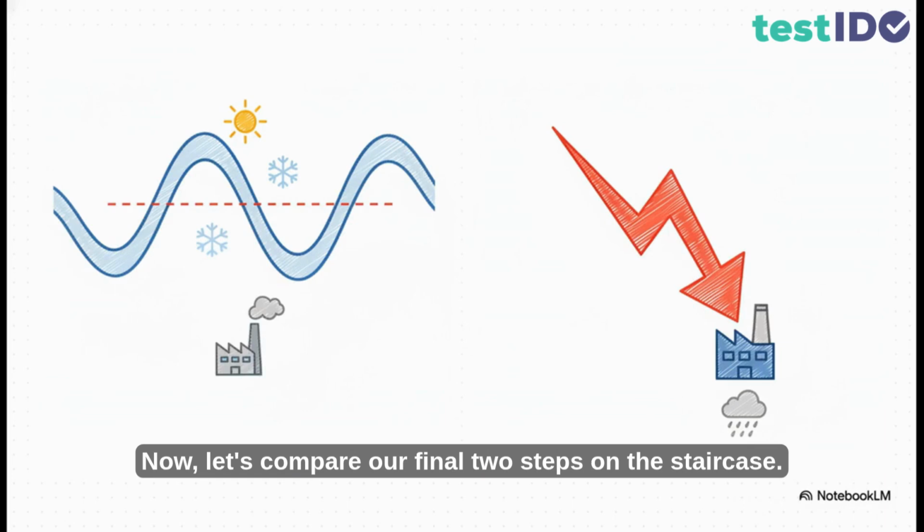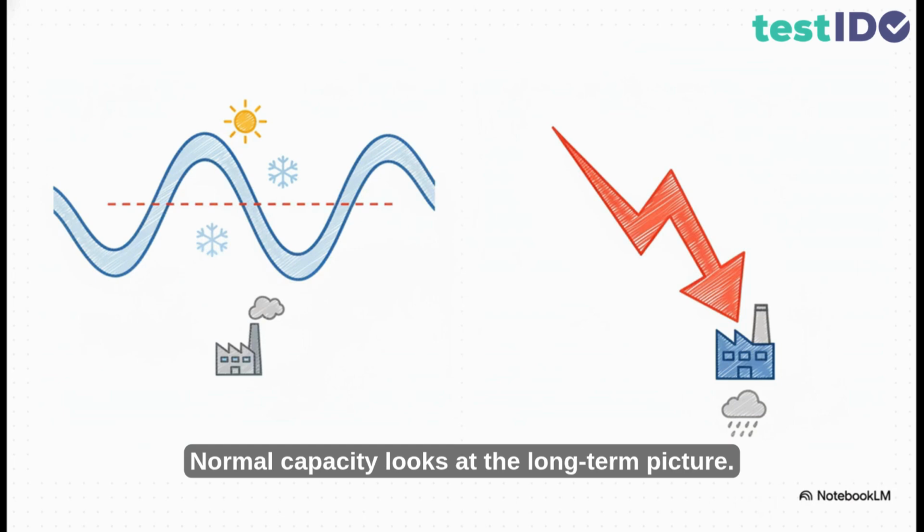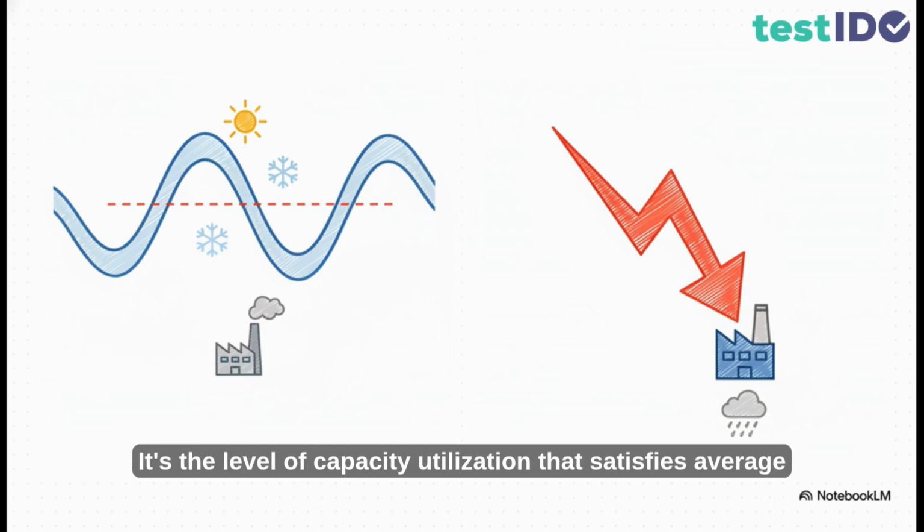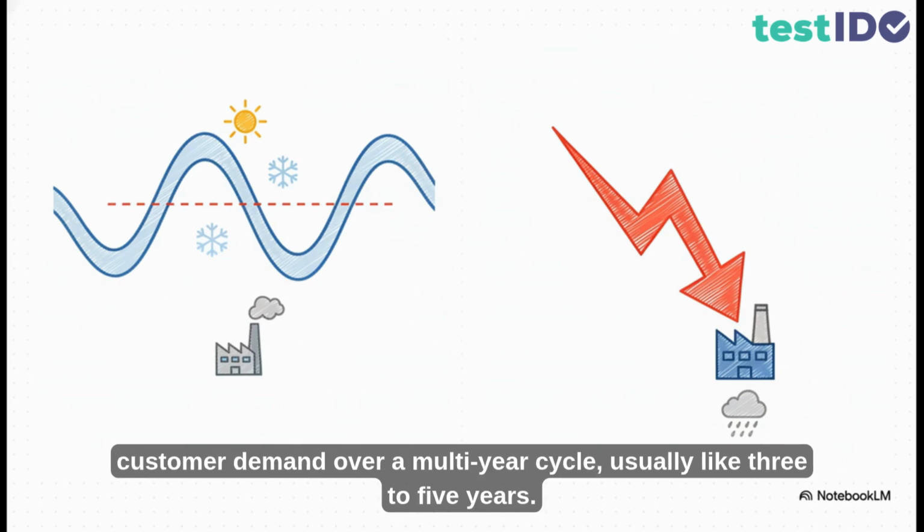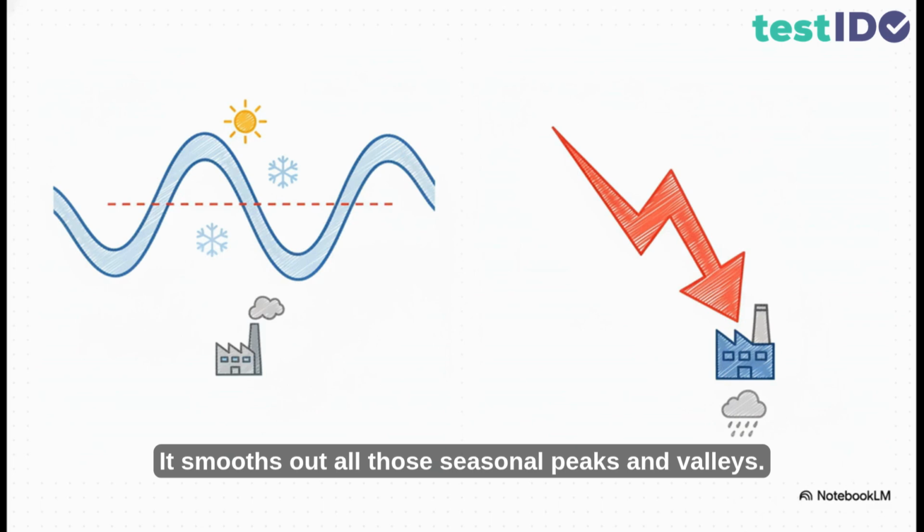Now let's compare our final 2 steps on the staircase: normal capacity versus master budget capacity. Normal capacity looks at the long-term picture. It's the level of capacity utilization that satisfies average customer demand over a multi-year cycle, usually like 3 to 5 years. It smooths out all those seasonal peaks and valleys.